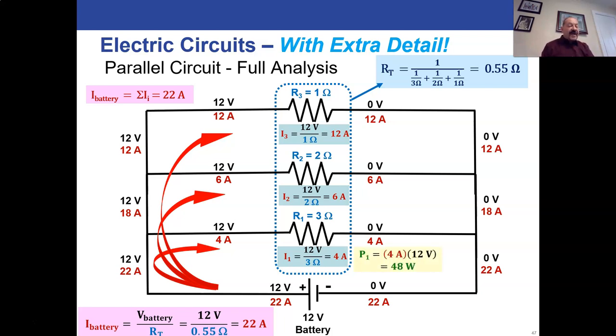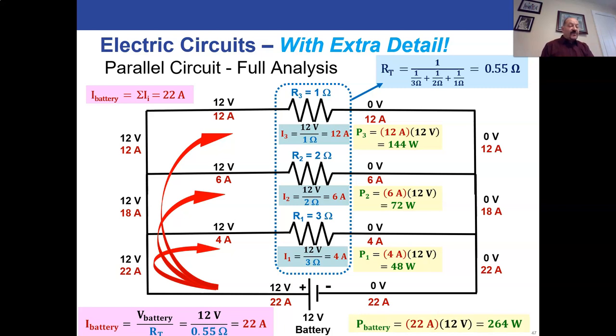If you want the power, again, you take the current and the voltage at each one, multiply them together, and you see that each one uses a different amount of power, 48 watts, 72 watts, 144. You still have to add them up, but if you added them up, you would get the same number if you just took the total volts, 12 volts, and the total amperage, 22 amps, multiplied them together, you'll still get the same total of 264 watts. So again, multiple ways to calculate anything. Just be aware of how to calculate things, but I'll never give you a complicated circuit.